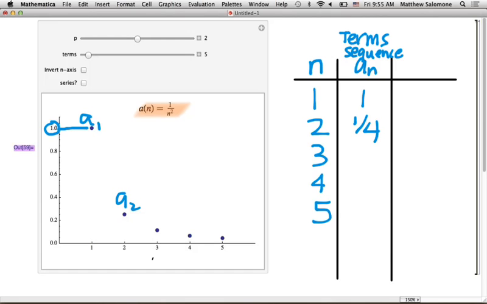1/4. And on our diagram, there it is, 0.25. Like a sub 3 would be 1/9. A sub 4 would be 1/16. A sub 5 would be 1 over 25. So there are the first 5 terms of this sequence.